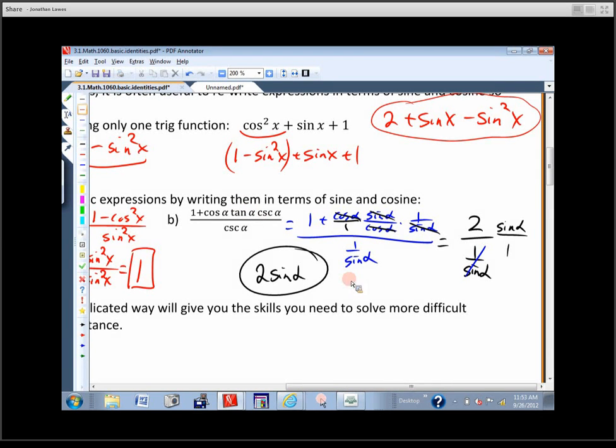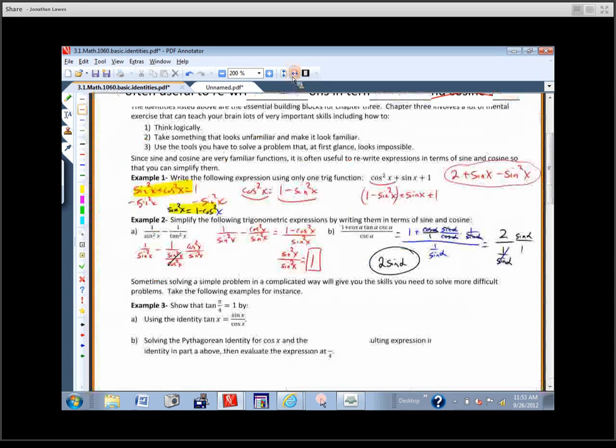So from this ugly mess right here, write it in terms of sines and cosines, do some algebraic simplification for the most part. We're just working with fractions, properties of fractions, complex fractions, stuff like that. We get it simplified to the point where that mess turns into just plain old 2 sine alpha, which is much, much better, right? Any questions?